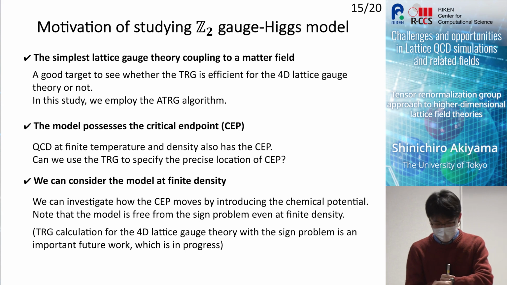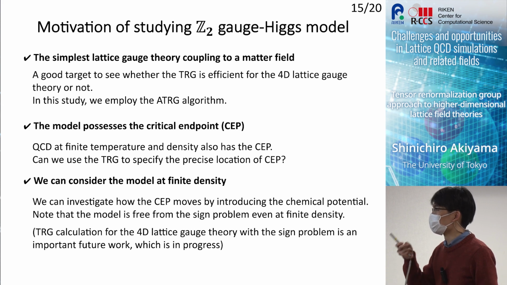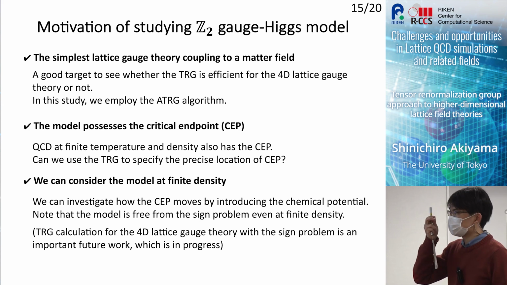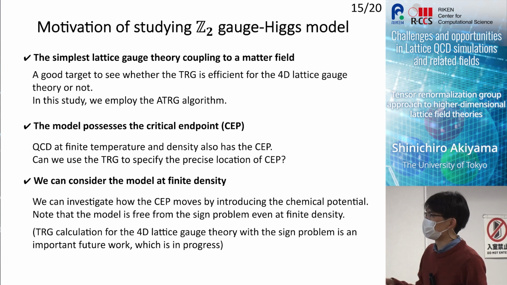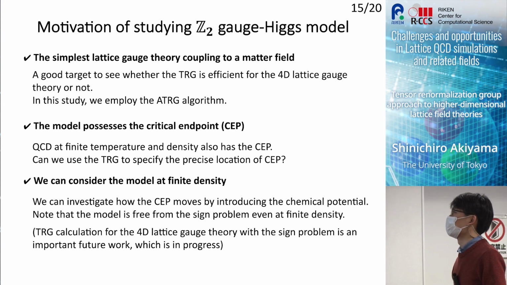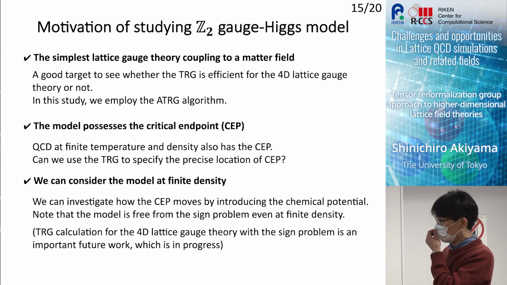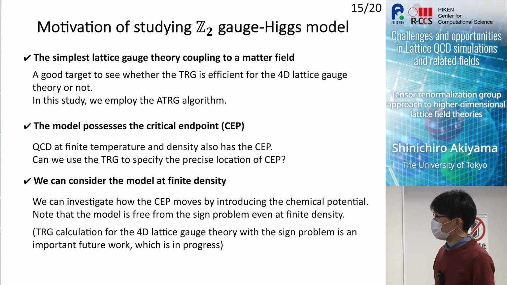Then before I show the numerical results, let me briefly explain why we have studied this Z2 gauge Higgs model. The first point is that this is the simplest lattice gauge theory coupled to matter fields. Actually, so far there was no application of the TRG to the four-dimensional lattice gauge theory, so we have started from the simplest case. And by investigating this model, we'd like to check whether the TRG is efficient or not for the four-dimensional lattice gauge theory.